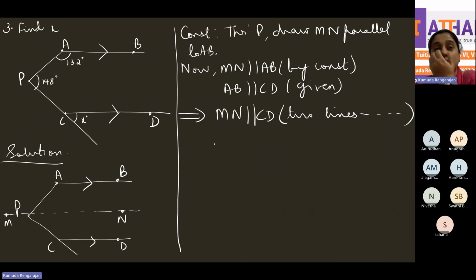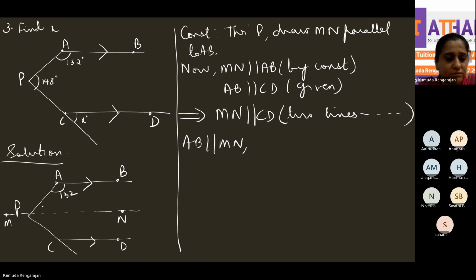Now take two. We have found out some parallel lines. Identify the respective transversals. First we'll take AB parallel to MN. MN parallel to AB, AB parallel to MN, both are the same. AB parallel to MN, which is the transversal? Hari? Miss, AP. AP is the transversal. Very good. AB parallel to MN and AP is the transversal.